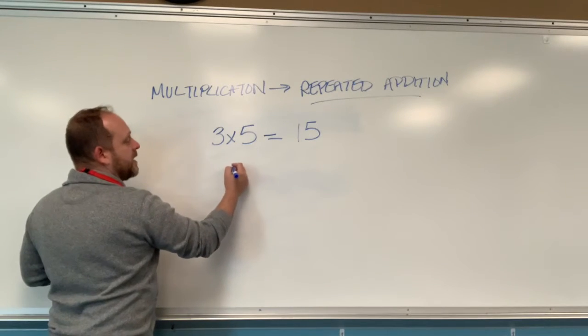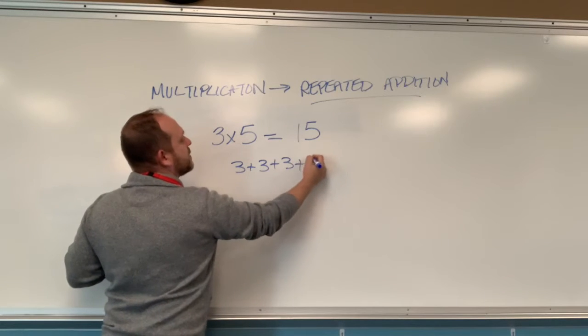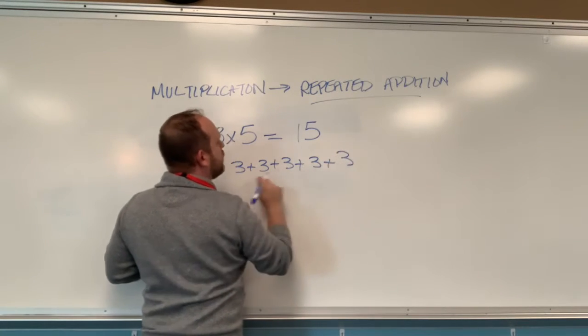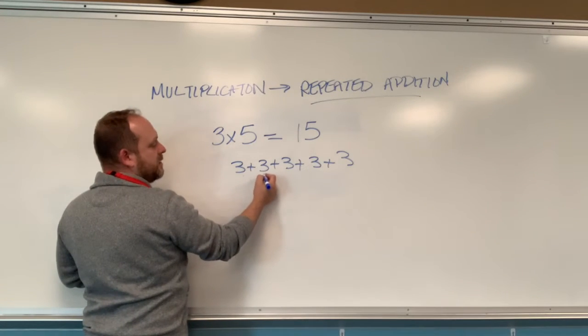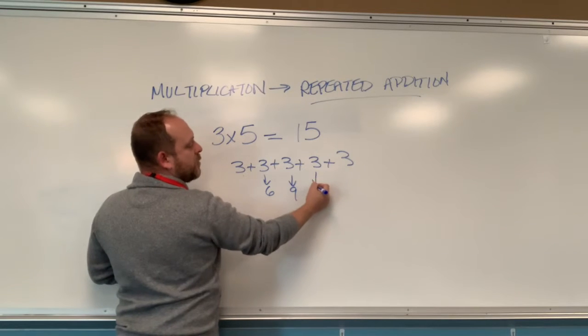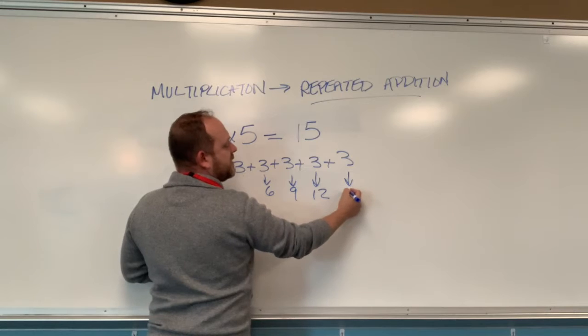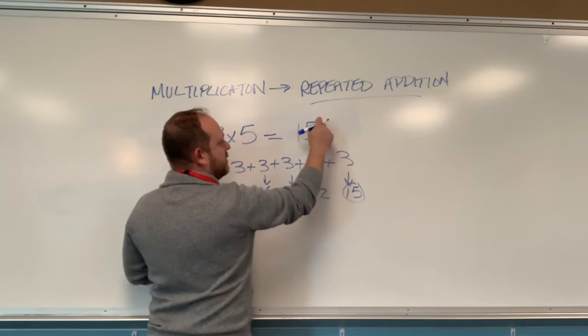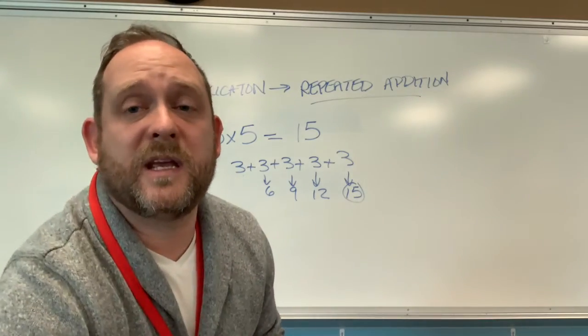If you don't though, to prove that it works out, here we go. Got 3 5 times, right? So 3 plus 3 plus 3 plus 3 plus 3. 1, 2, 3, 4, 5 times. 3 plus 3 is gonna give me 6, plus 3 more would give me 9, plus 3 more, 10, 11, 12, 3 more, 13, 14, 15. It's the same. So ladies and gents, multiplication is just repeating the addition.